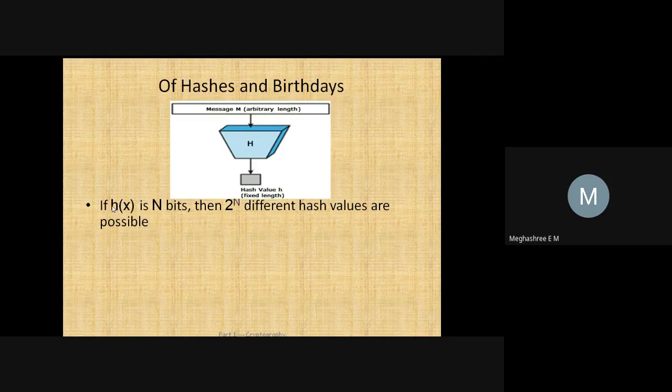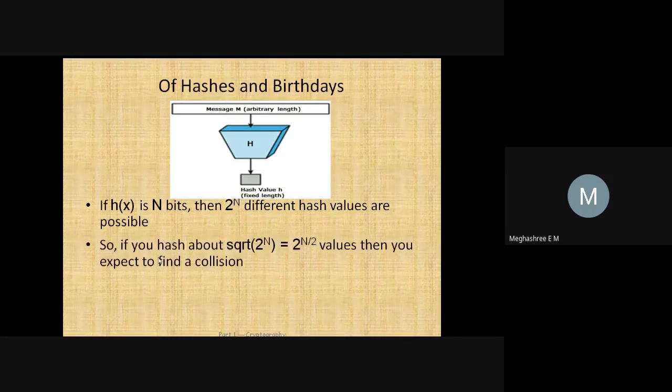Okay. So now the next thing is, if we perform a hash function on any input, assume the output is represented using n bits. Then what are the possible hash values for this input? Obviously, 2 power of n different hash values are possible. So if the output has n bits, then 2 power of n different hash values are possible.